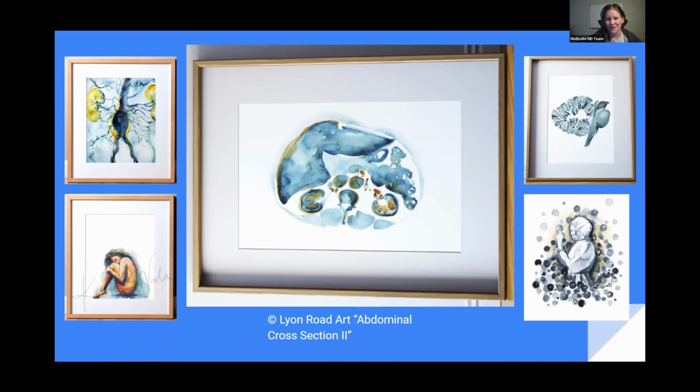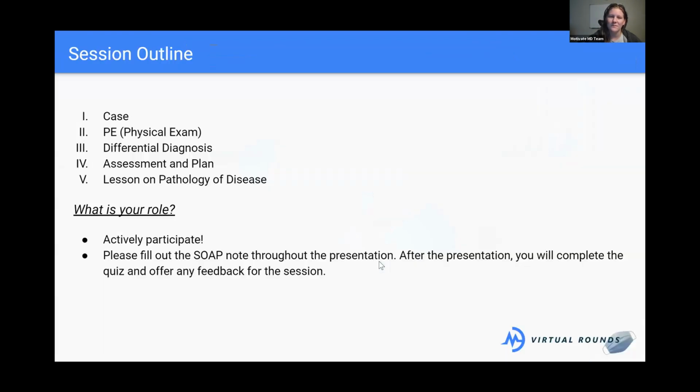It's just a cool artist. This picture is a cross-section of the abdomen, so you can see the organs here. So for today, we are going to go through a case and talk about physical exam findings, a differential diagnosis for abdominal pain, and then wrap up with assessment and plan and focus a lot on the pathology of disease.